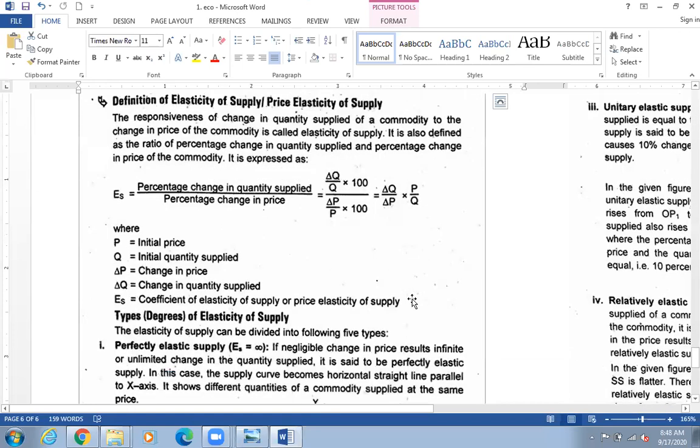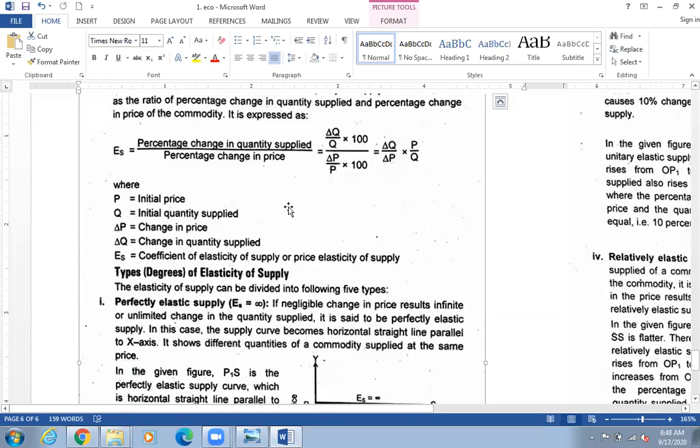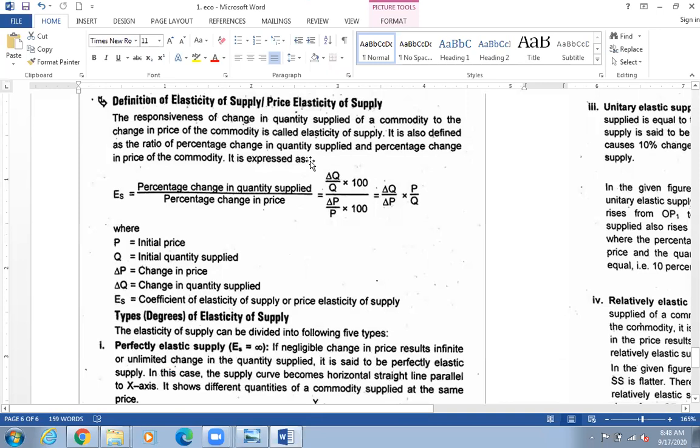Okay, so let me write the formula now. It is defined as the ratio of percentage change in quantity supplied and the percentage change in price of the commodity. It is expressed as this.